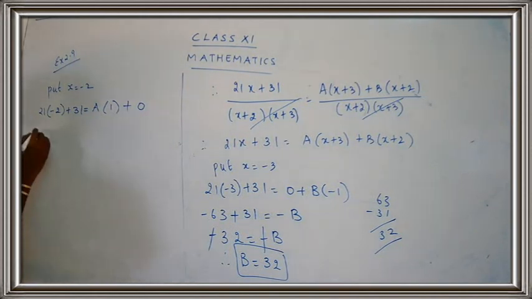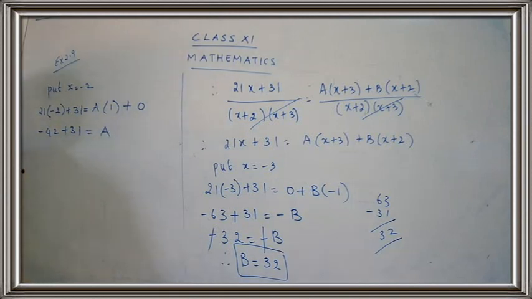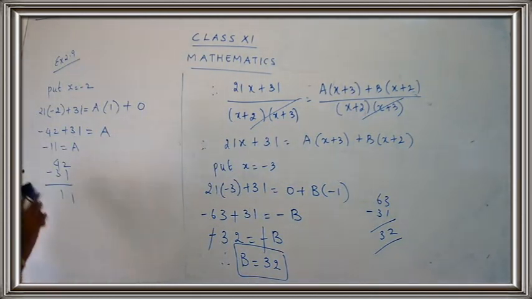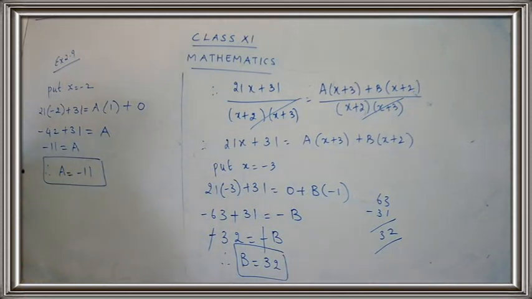So what do you get here? It's minus 42 plus 31 is equal to A. What is the answer for 42 minus 31? Plus minus minus. So 11. Sign of the bigger number is minus, so minus 11 is equal to A. So we got the value for A. Therefore A is equal to minus 11. So we have found both the values, A and B. Okay, now let us substitute the values over there.